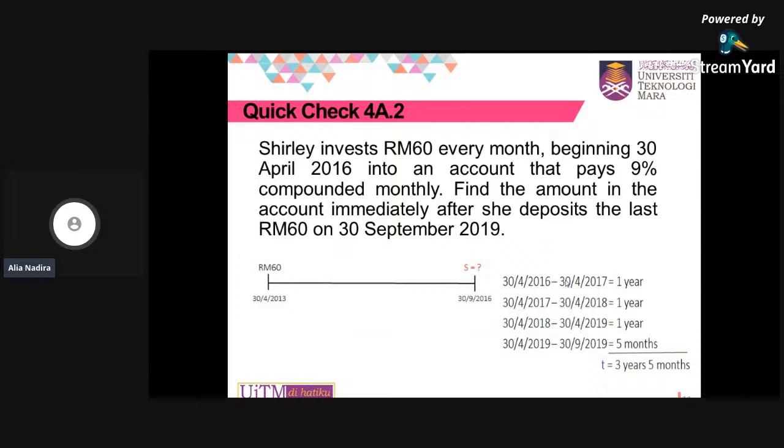Okay, so here another example we have. So here you see it state that they invest 600 ringgit every month, setiap bulan. So here kita dah tahu it is an annuity punya problem. Okay, beginning 30th of April 2013, pay 9% compounded monthly. Okay. Find the amount in the account immediately after she deposits the last one.